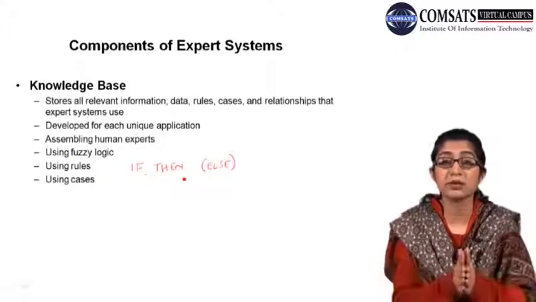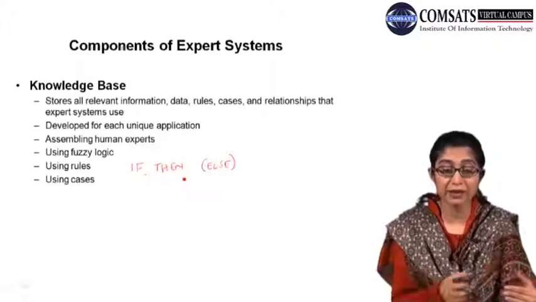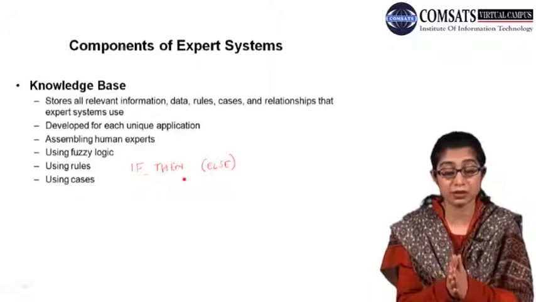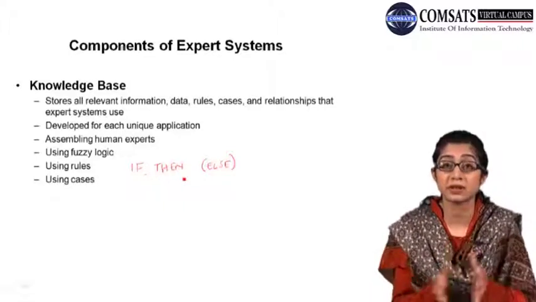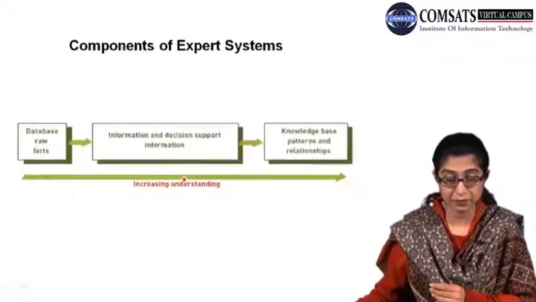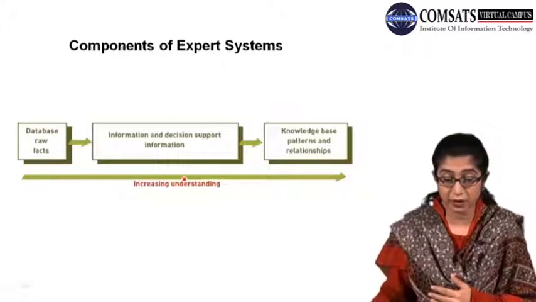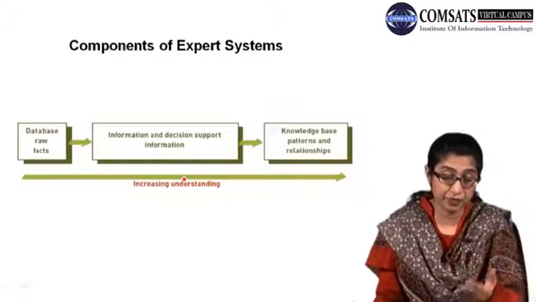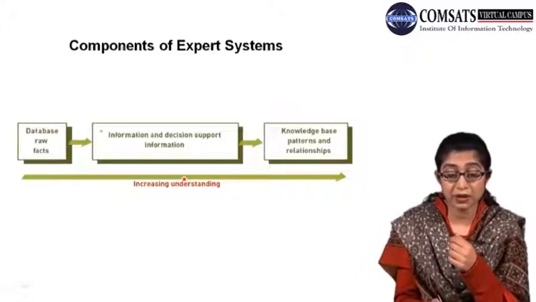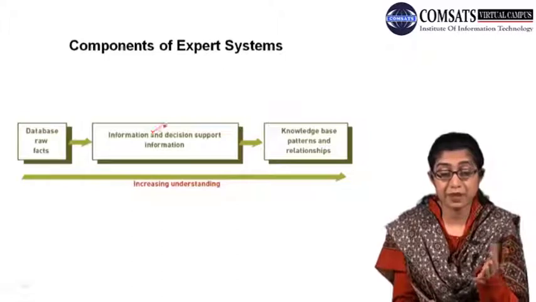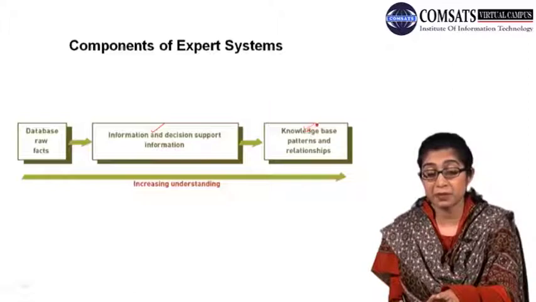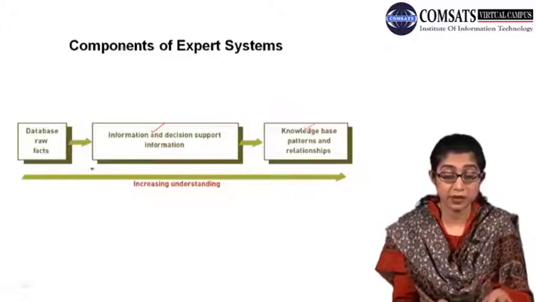Number 1 is they assemble the human expertise, in other words, and they use the fuzzy logic again to come up with solutions. They use rules to come up with solutions, and again use cases. All of these things are used to come up with different kinds of solutions. So again, as you can see in this figure as well, that database के जो raw facts हैं, that are converted into the information and decision support system. All of this combined makes the knowledge base patterns and relationships.